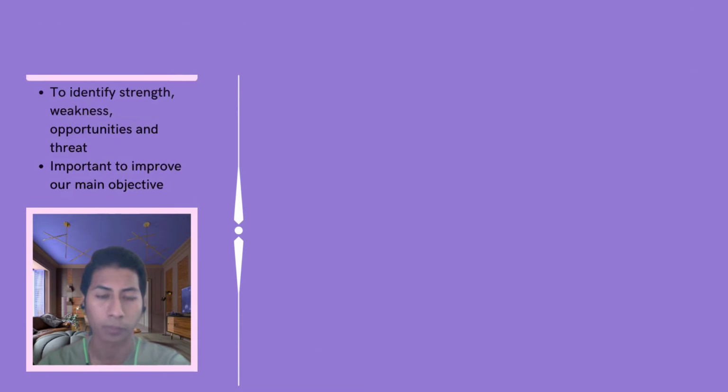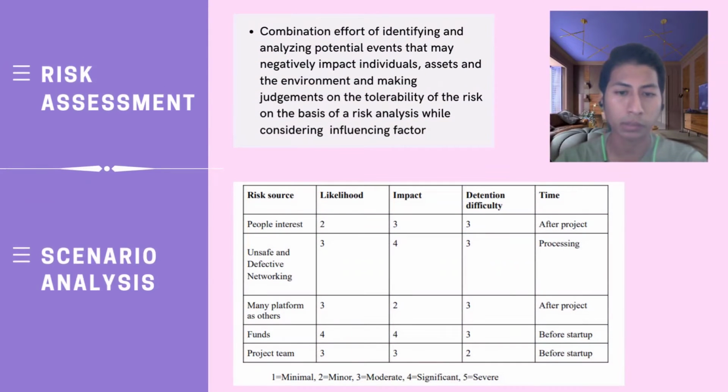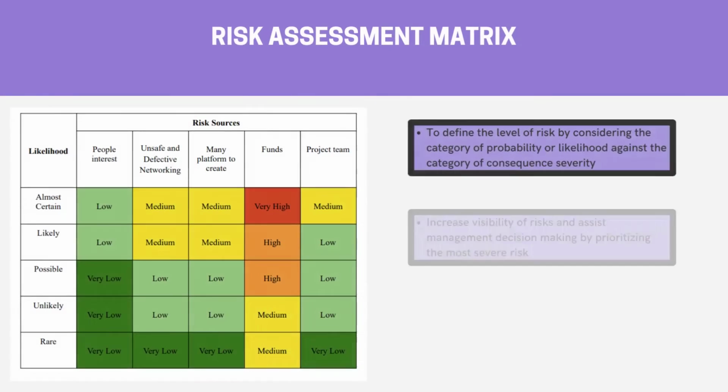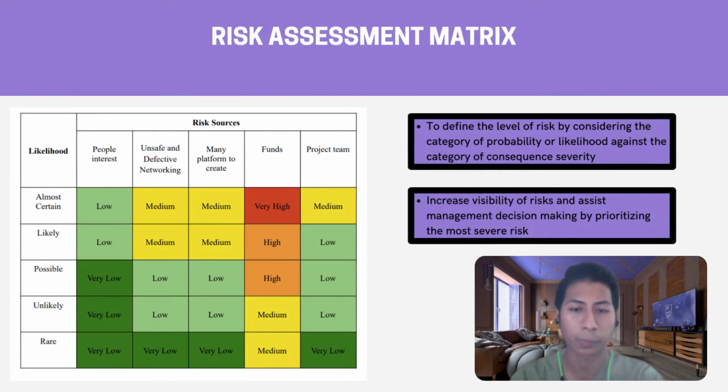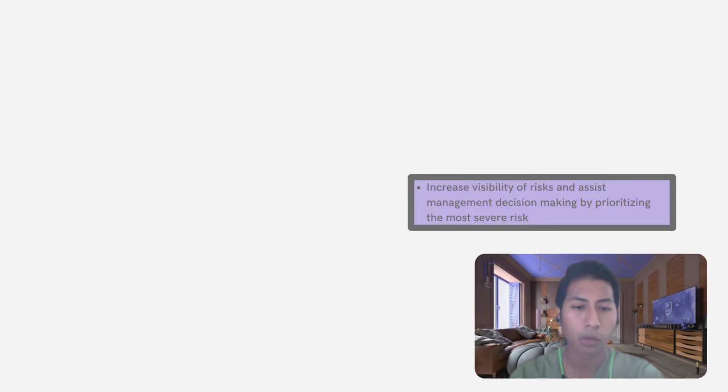Next, we have done a SWOT analysis to identify strengths, weaknesses, opportunities and threats regarding our BOOKSNOTE app project. Then we have assessed all the risks to rate their likelihood. The project's funding is the highest risk to overcome to make the project successful. Then we have visualized the risks in a risk assessment matrix to increase visibility of risk and assist management decision making by prioritizing the most severe risk.